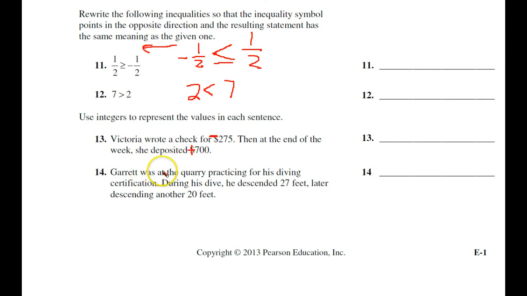Now Garrett was at the quarry practicing for his diving certification. During the dive he descended, so descended is negative, and then later he descended another, so we have two negatives there. So descending is negative in both cases.